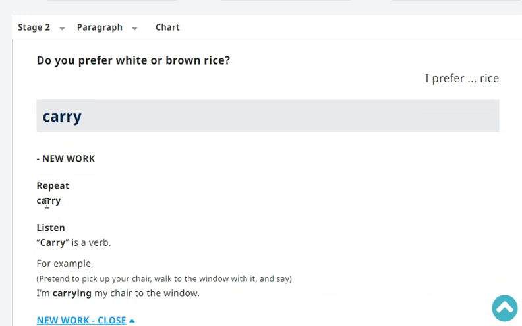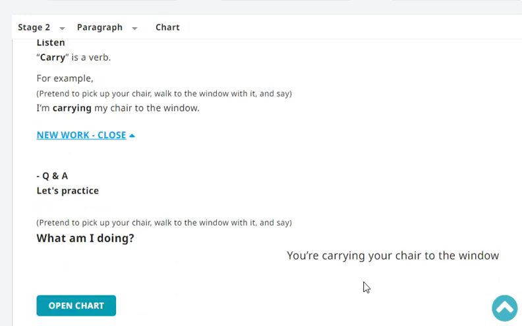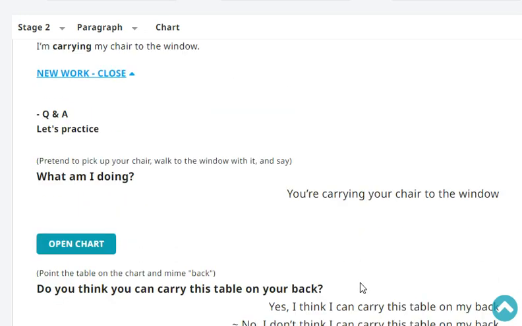Okay, next. Repeat: carry. Very good. Okay, listen, carry is a verb. For example, I'm carrying a book to the classroom. Okay, let's practice. What am I doing? You're carrying a book. Very good.